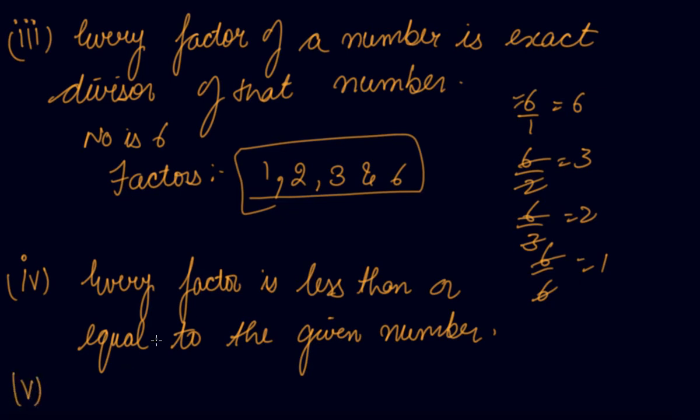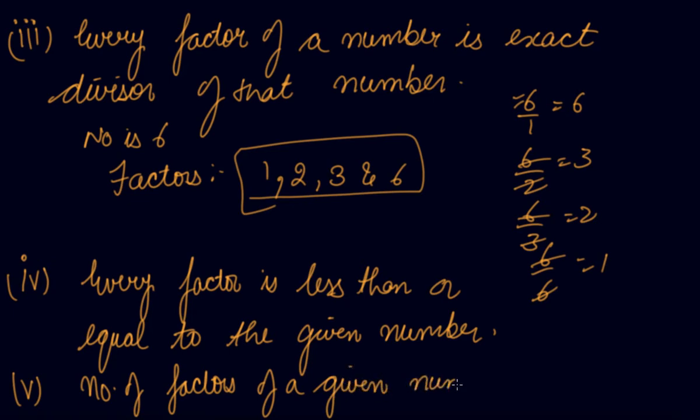Fifth, the number of factors of a given number is finite, which means they are limited. These can be counted and they are finite only. They are not infinite because the highest factor of a number will be the number itself.